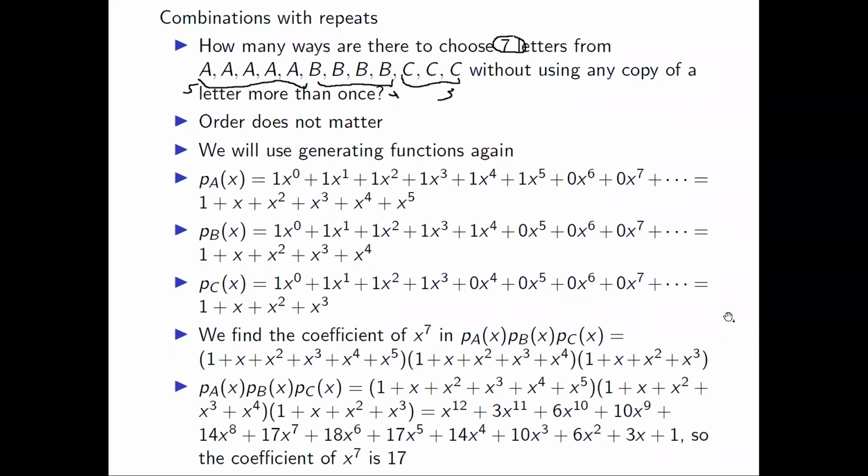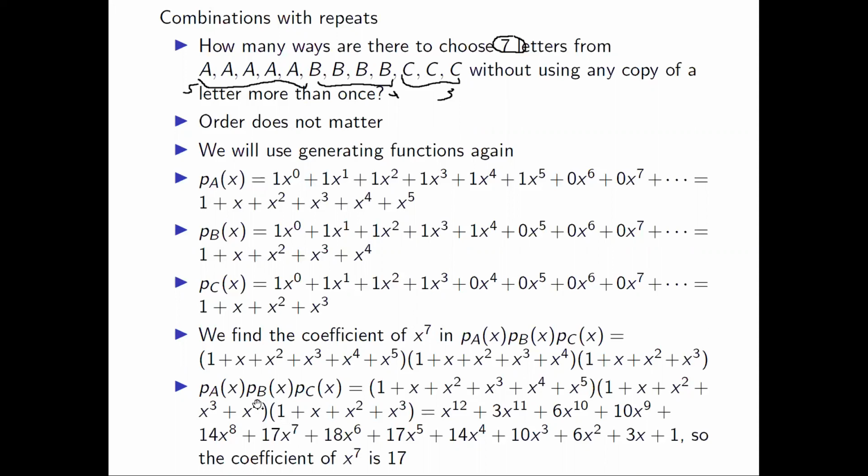And when we multiply it, we get this polynomial. So this one goes up in the coefficients more quickly than the last one. So we have x to the 12th, then we have plus 3x to the 11th, plus 6x to the 10th, plus 10x to the 9th, plus 14x to the 8th, plus 17x to the 7th, plus 18x to the 6th. And then they go back down. So 17x to the 5th, 14x to the 4th, 10x cubed, 6x squared, 3x, and 1.